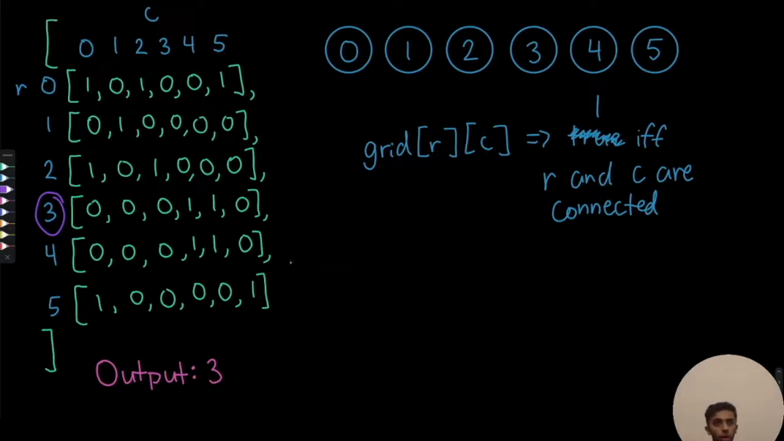Another way to think about it is this array right here is telling us which cities 3 is connected to. And you can notice that, obviously, city 3 is connected to itself. That's always going to be the case.